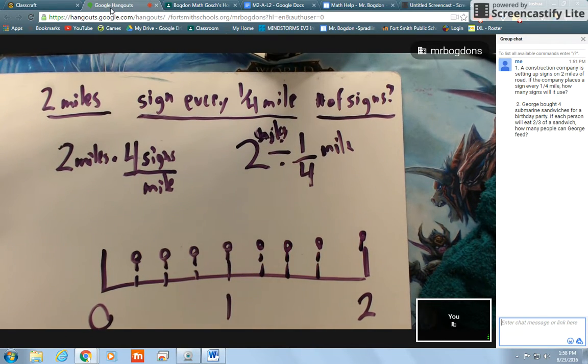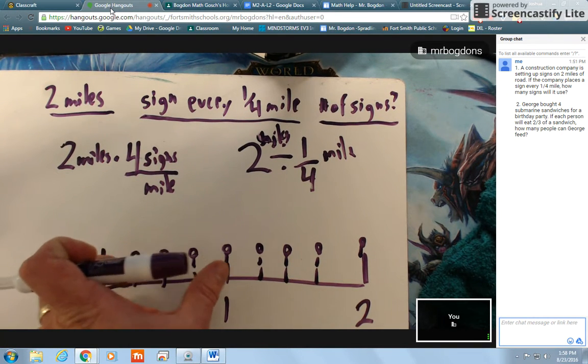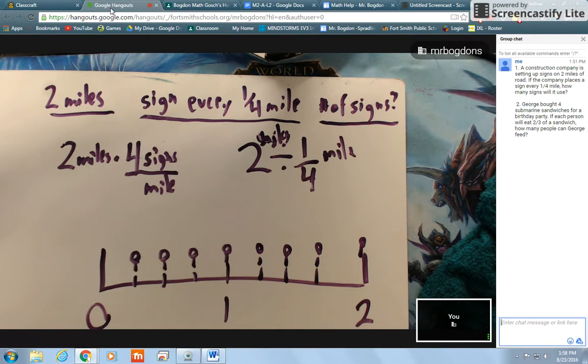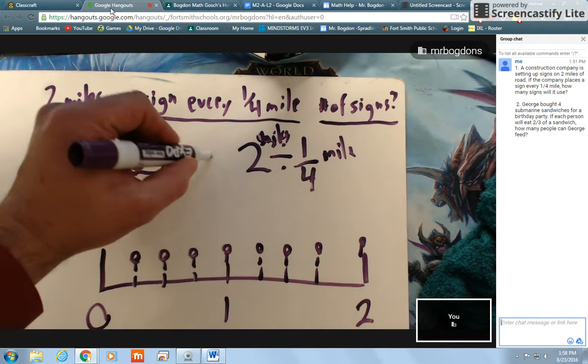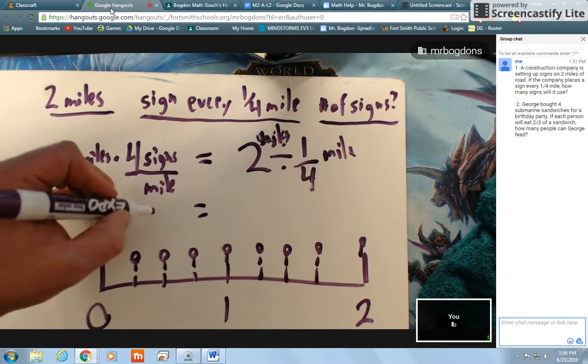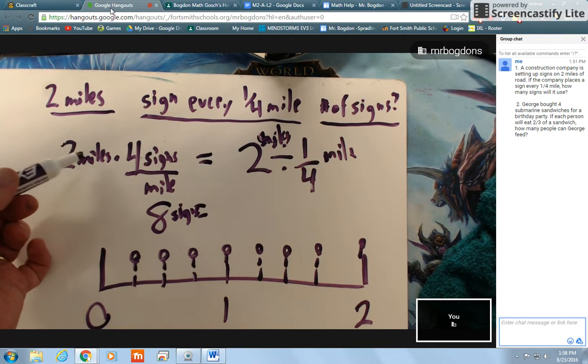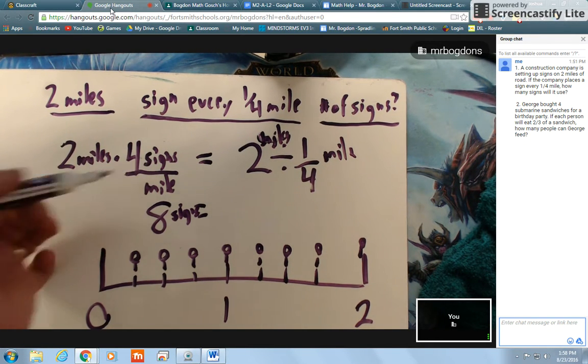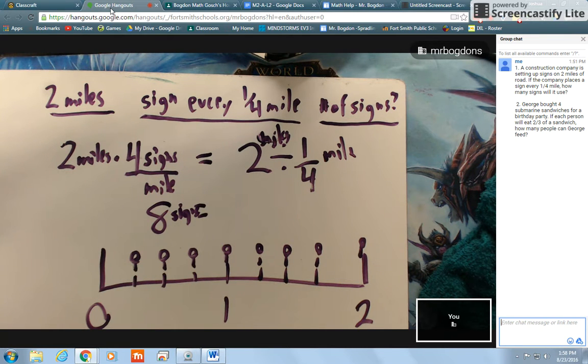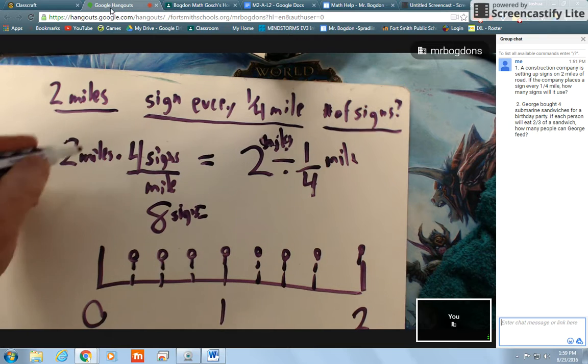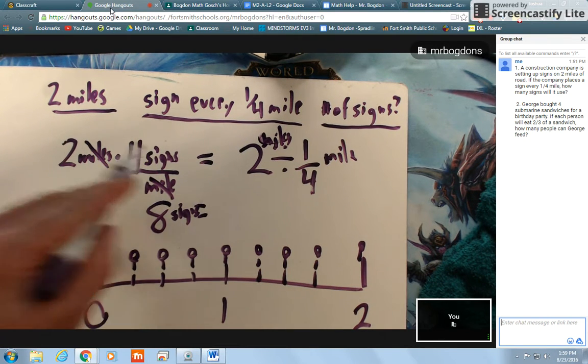So I can literally count out an answer. 1, 2, 3, 4, 5, 6, 7, 8 signs. Or I can use math. I know that for every mile, I need 4 signs. So if I have 2 miles, there's 2 times 4. Instead of adding 8 times, I could just multiply. I know that 4 times 2 is going to be equal to 8 signs. What happens here? If I have miles divided by miles, what's a mile divided by mile? 1. So it just kind of goes away, right? So the only thing left behind is signs. So now I have 8 signs.